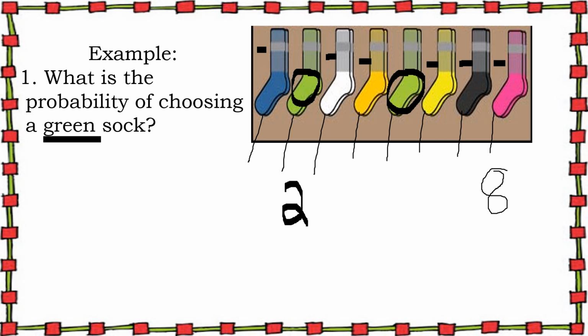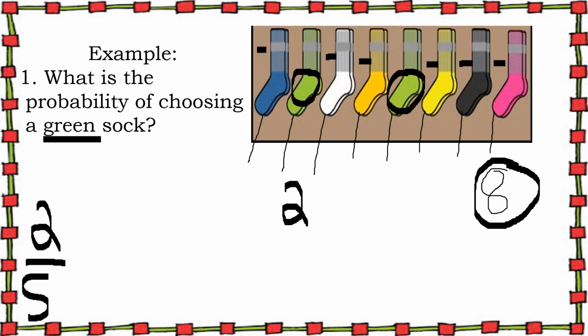Remember, when you're doing probability, you can write it 2 ways. 2, because we have 2 green socks. And anybody remember how we get our denominator? You count how many socks are there in total, like we did at the beginning, and we realize there are 8 socks in total. So that should be 2 over 8. Or you can write it the second way, 2 out of 8.